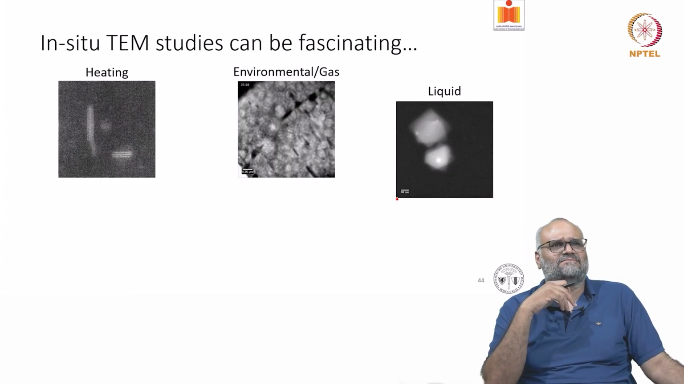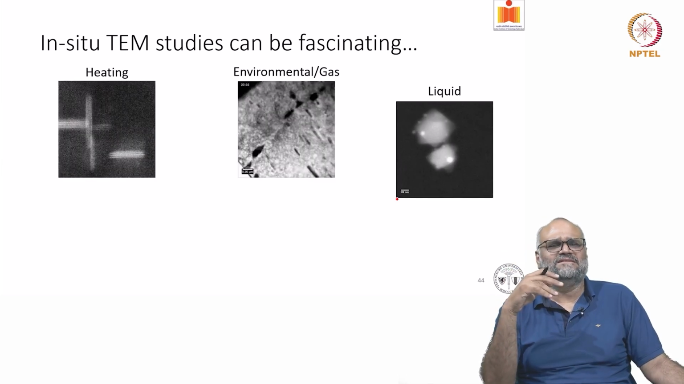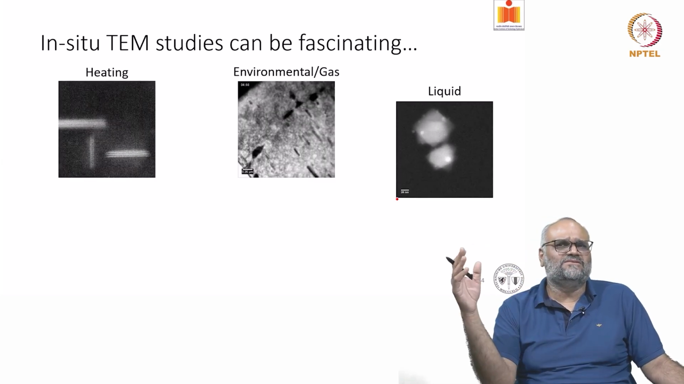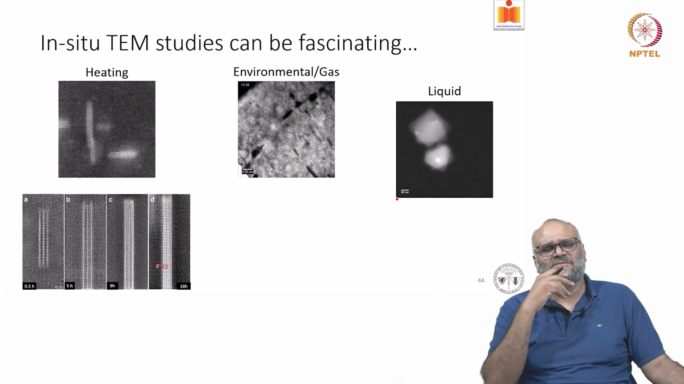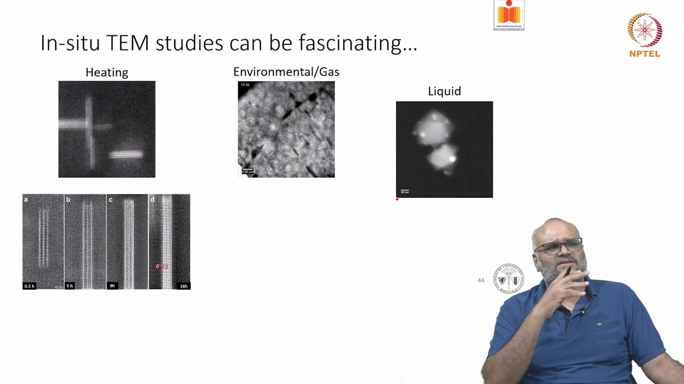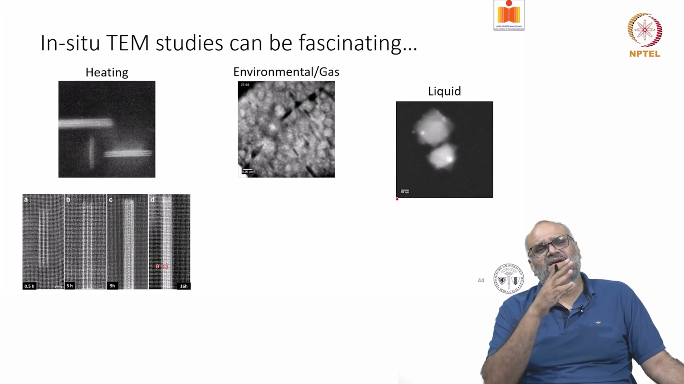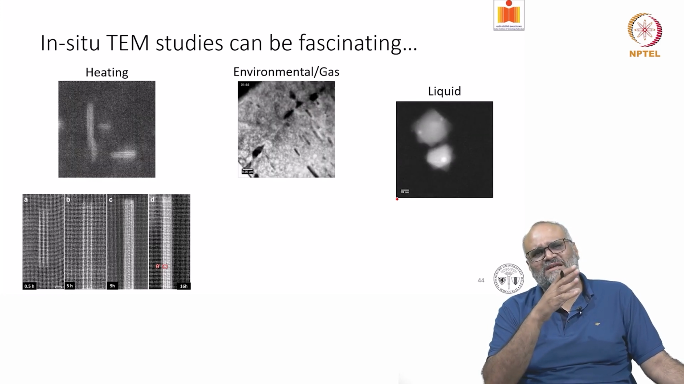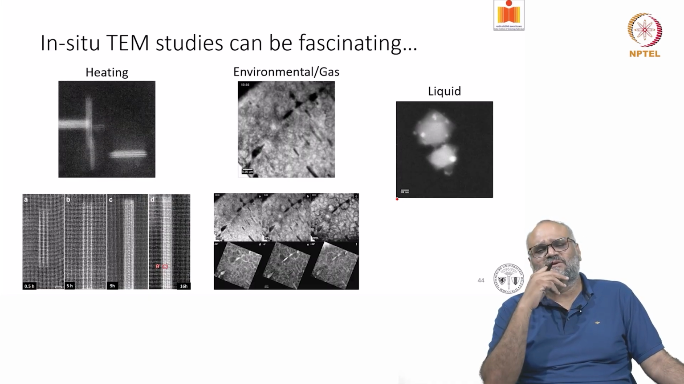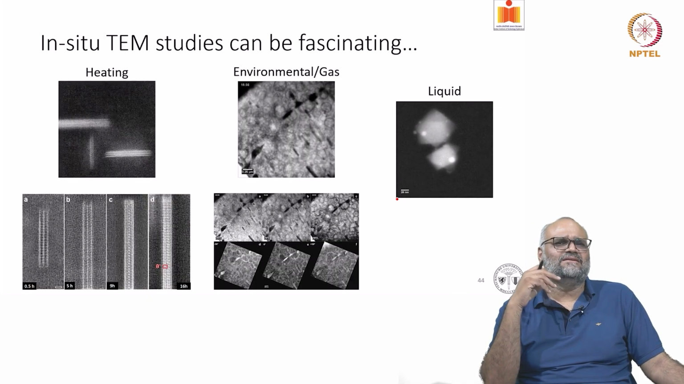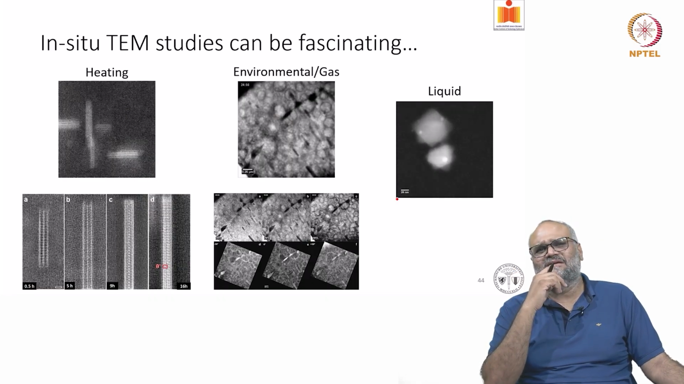So with this, I can summarize that you can do all kinds of in situ studies these days: in situ heating, environmental and gas experiments. These are what I've shown you now. You can also do liquid cell experiments. From heating experiments, you can get insights on how the crystallography and the composition are changing and how the mechanism of precipitation is actually happening. And from in situ environmental studies, you can also look at localized corrosion and the onset of these kinds of chemical changes.